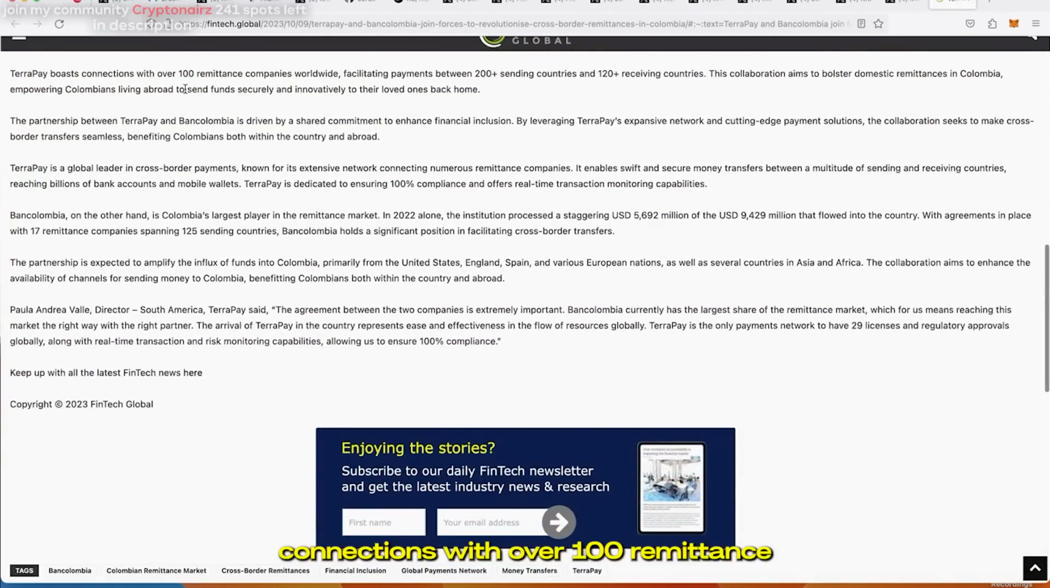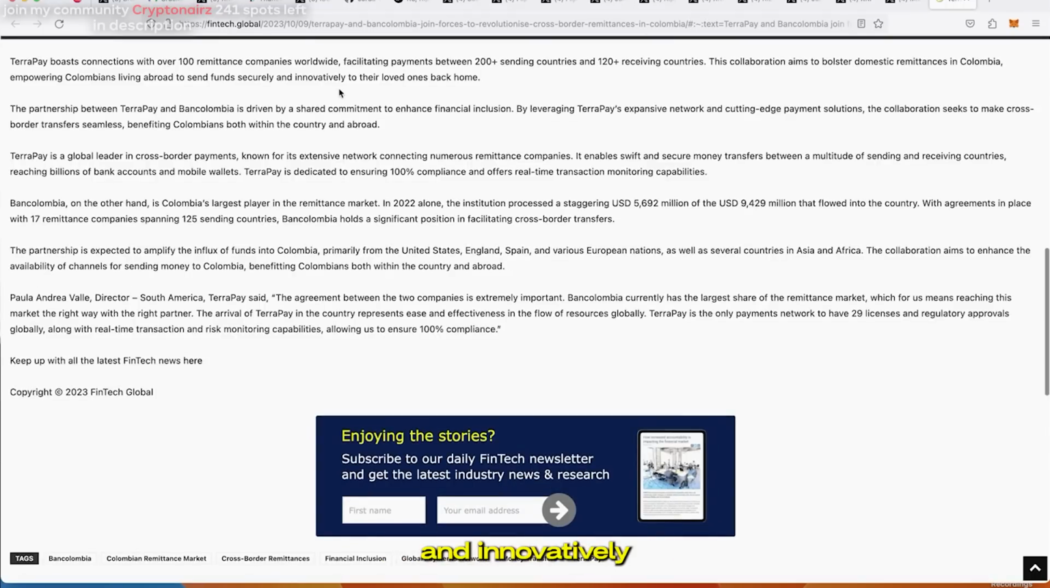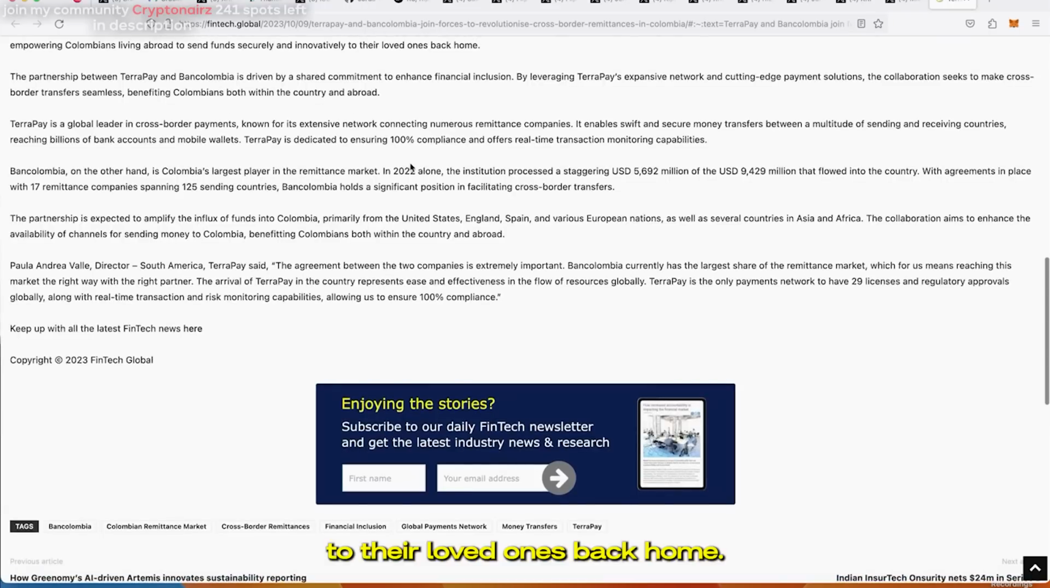Terrapay boasts connections with over 100 remittance companies worldwide, facilitating payments between 200 sending countries, 120 receiving countries. This collaboration aims to bolster domestic remittances in Colombia, empowering Colombians living abroad to send funds securely and innovatively to their loved ones back home. This partnership with Terrapay and Ban Colombia is driven by a shared commitment to enhance financial inclusion and cutting-edge payment solutions. The collaboration seeks to make cross-border transfers seamless, benefiting Colombians both within the country and abroad.